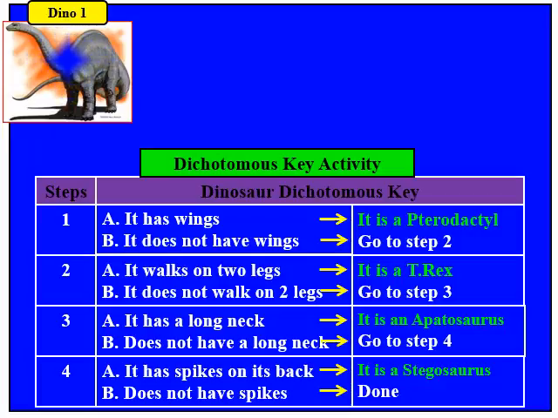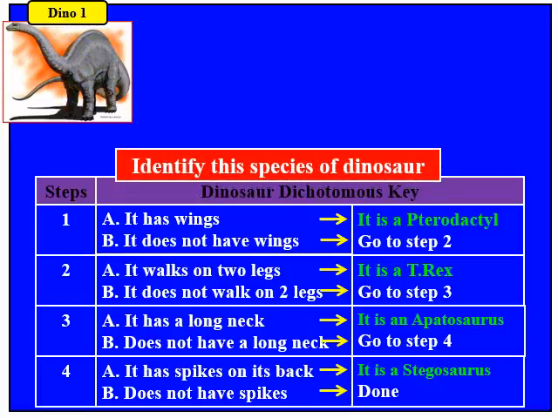And let's go ahead and take another practice at our dichotomous key. So now we're going to identify this species of dinosaur. If we look at this dinosaur, let's see if we can figure out what it is. We notice first that it does not have wings, so we go to step 2.